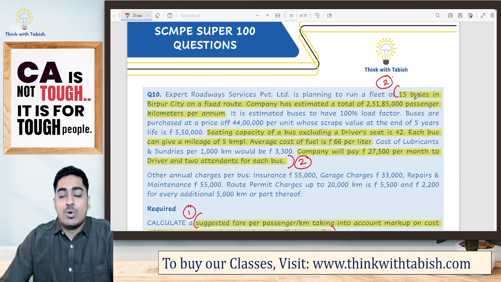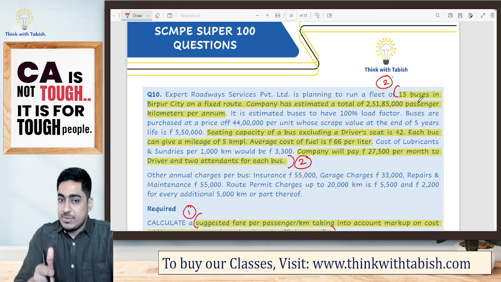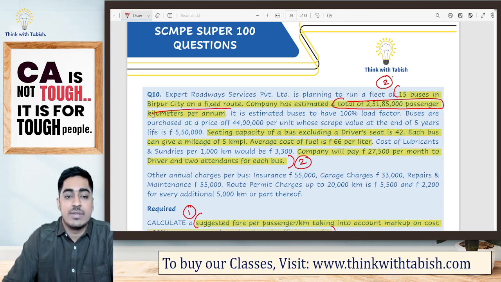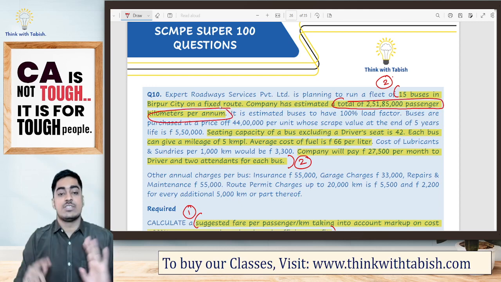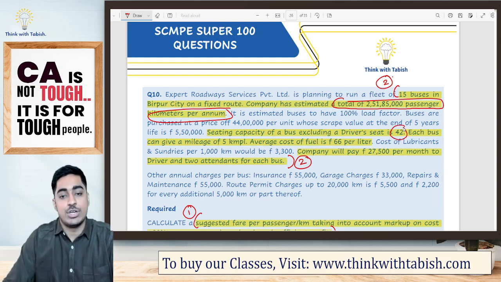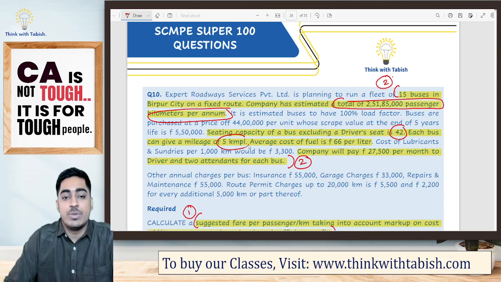Yes. Now, the question is telling, I am going to operate 15 buses. Company has estimated a total of 2 crore 51 lakh 85,000 passenger kilometers per annum. That means this is for full 15 buses together. Fine. Seating capacity of a bus excluding driver is 42. Each bus can give 5 km per liter. Average cost of fuel is 66 per liter. Company is going to pay 27 per month.